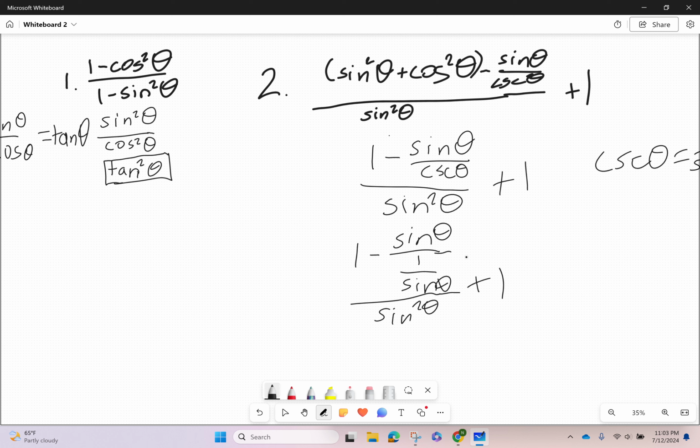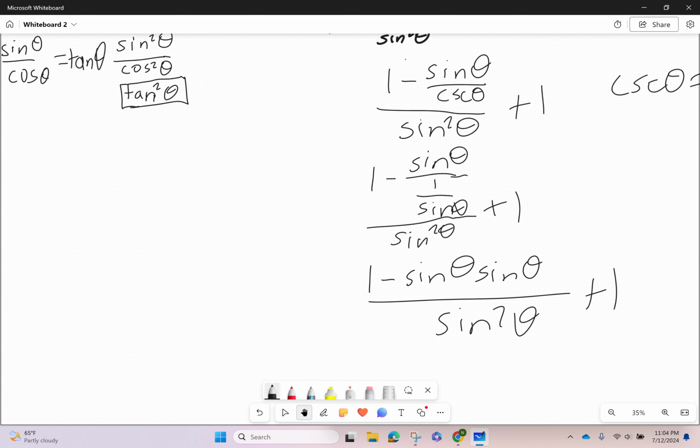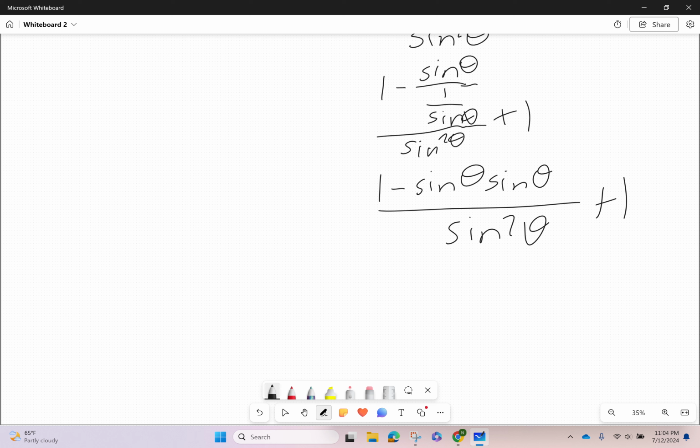And sine theta over 1 is just sine theta. So it's really sine theta times sine theta. So I will rewrite it like that. And then we put it over sine squared theta. And we add 1. Now, I'm going to just simplify this. Sine squared, or sine theta times sine theta is sine squared. Kind of gave that away. But, I mean, I'm sure you knew that. Sine squared theta. Bring the rest down. Sine squared theta plus 1.